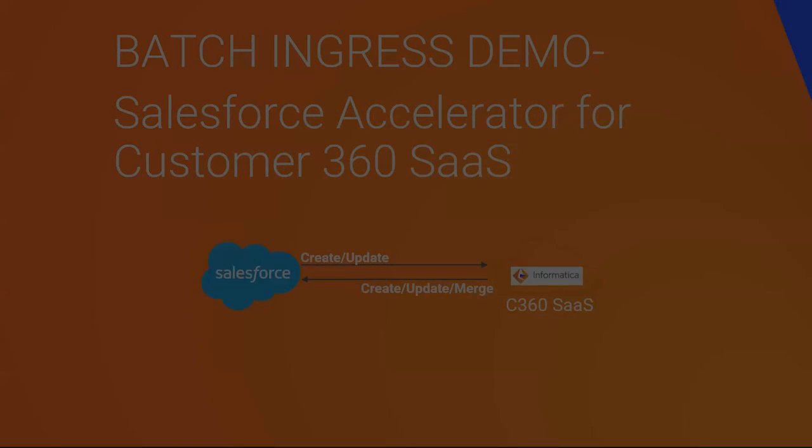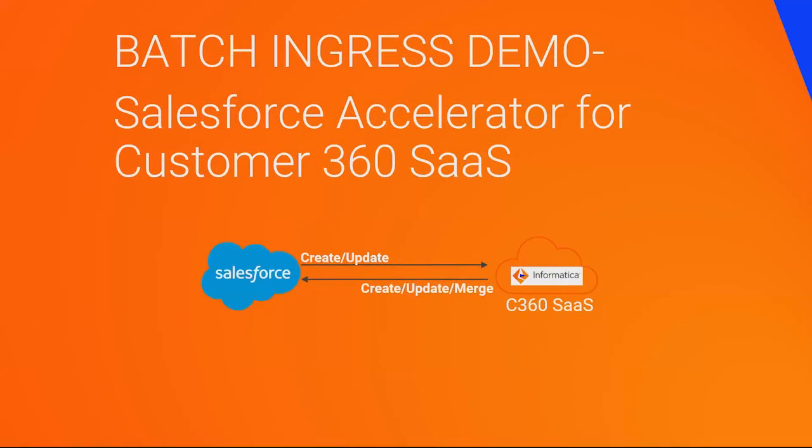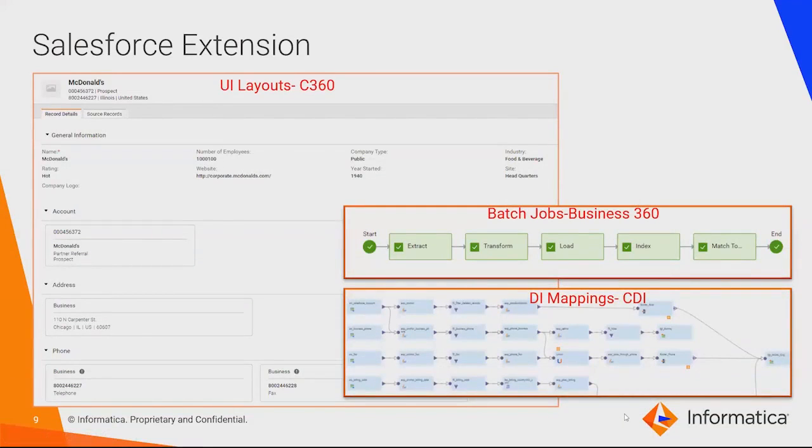So we have already seen the batch ingress now. The essential thing to notice is these screens I have already shown you, like the UI layouts, how a particular record looks, the source records, from where it is integrated, what the source systems are, and the batch jobs, how they run. You can see the SaaS application in the middle of the screen, and on the right-hand panel below, we have the Business 360 application where we run the ingress batch job, and the DI mappings we have shown from the system also.